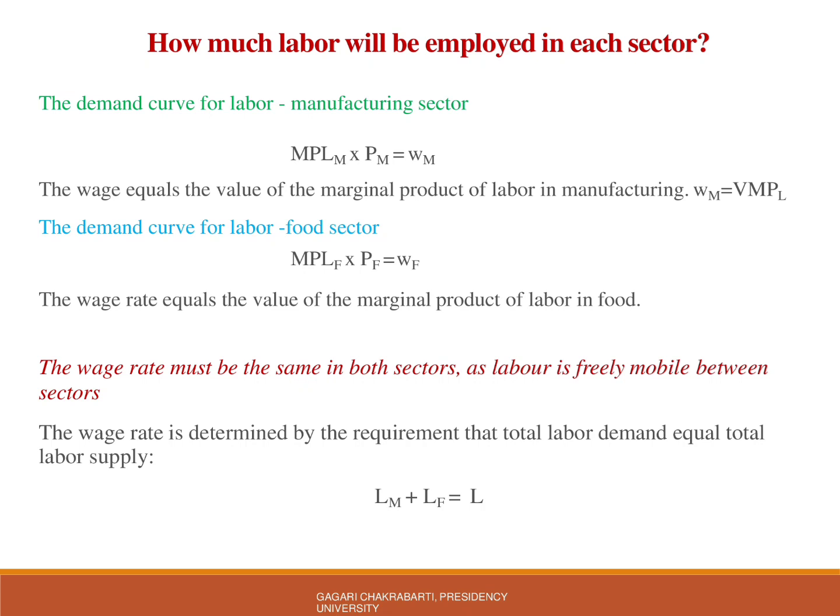Now, as we have mentioned already, labor is freely mobile between the two sectors. So therefore, the wage rate must be the same in both the sectors. And along with this, we have the total supply of labor, which is LM plus LF is equal to L. So this is our supply side, and for the demand side, we have the two demand curves for labor.